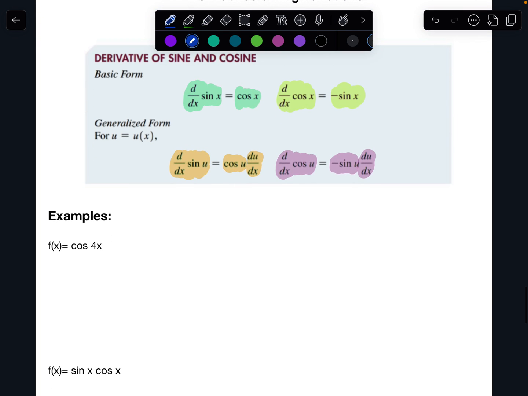So for example, cosine of 4x, we're going to use the chain rule here, which is the derivative of the outer function multiplied by the derivative of the inner function.